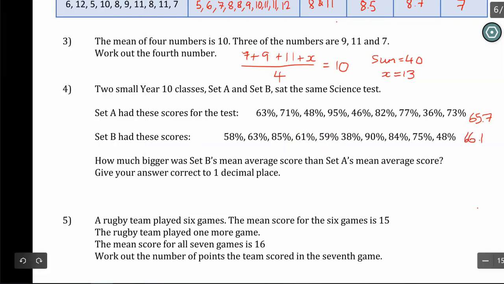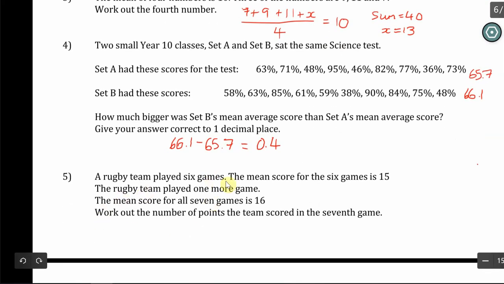So how much bigger was set B's mean average? Well, it's good that we found that theirs was higher, so the question suggests that, but we need to do a subtraction now. And that will be 0.4.